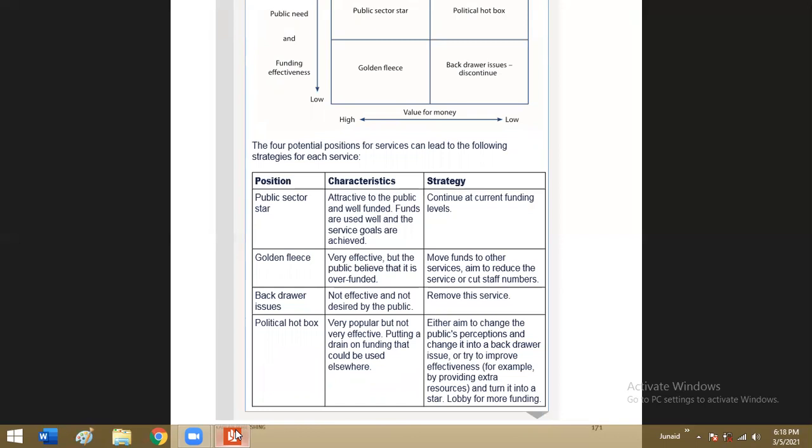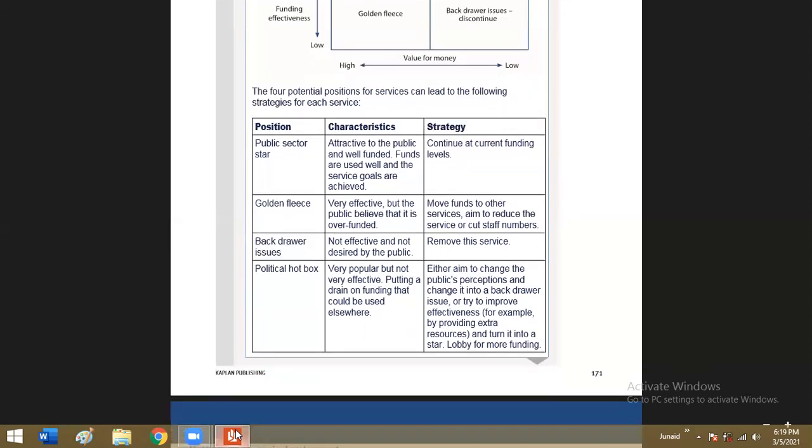Golden fleece: very effective, but the public believes that it is overfunded. Golden fleeces are basically those with low funding need but high value for money. So it is very effective and achieving its targets, but people think it is overfunded and that the sector should not get so much funding. Move funds to other services, aim to reduce the service or cut staff members. So you have to reduce the cost.